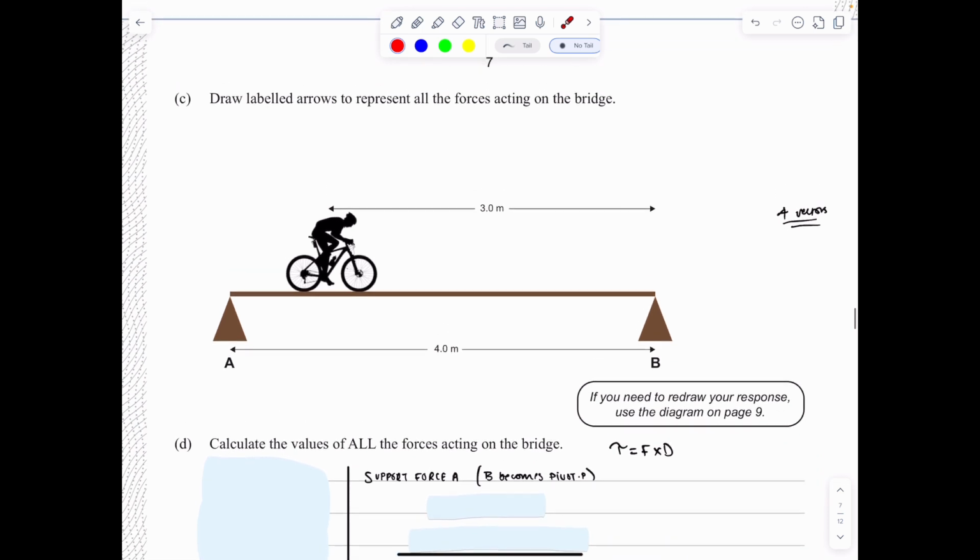Draw labelled arrows to represent all the forces acting on the bridge. Okay, so I've given myself a clue just in case I myself may have forgotten. There are 4 vectors that we have to draw. So I've got the force coming off this rider, and it's going to be this downwards arrow. Then we've also got, because this bridge is uniformly distributed, a central mass of the bridge, and that's this force acting right in the center of the bridge because the mass is uniformly distributed. We've also got these support forces over here which are acting upwards. Okay, make sure they're straight.